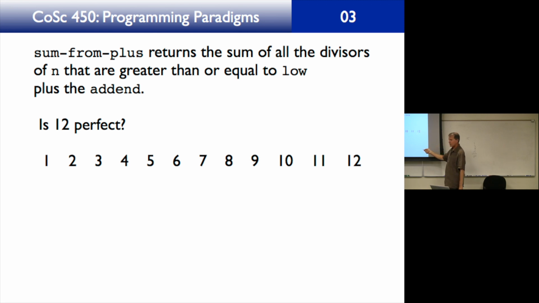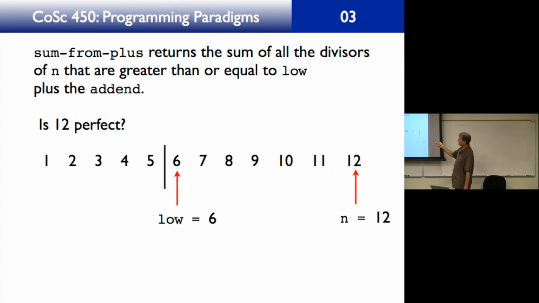And what we have to do is calculate the sum of all the divisors of 12. So we have to check each one of these, right? So now, in this particular example, is 12 perfect? What's the value of n? The value of n is 12. Are you with me? Now, here's the situation. The question is, what about this low thing? Sum from plus returns the sum of all the divisors of n that are greater than or equal to low, plus the addend. Let's take the particular case where low equals 6.